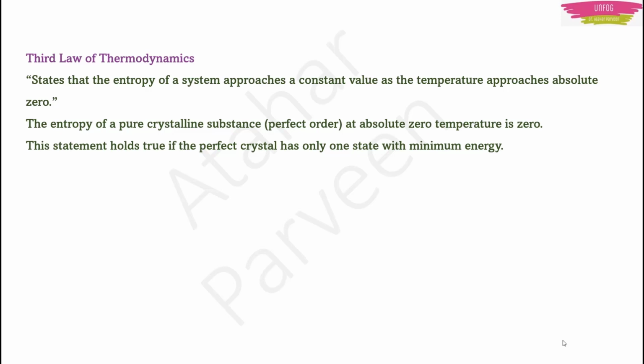This statement will hold true if the perfect crystal has only one state with minimum energy. You cannot say that it is changing the state. For example, if it is a solid, it will be solid only, and it will have minimum energy, because there the atoms will not be oscillating or vibrating. If it had more energy, it would not be stable, isn't it? If it is not stable, then obviously it is not at zero temperature. So that is how it is related.